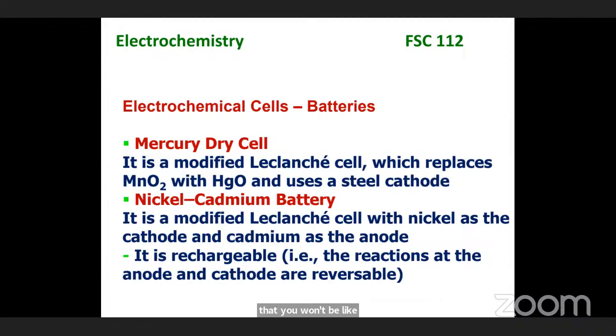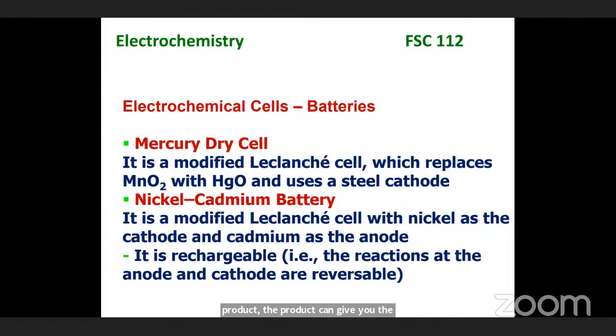Okay, but the nickel cadmium is rechargeable. So what do we mean by rechargeable? The reactions at the anode and the cathode are reversible. So that's what it means in chemical parlance. As a chemist, the person on the street can be saying rechargeable, rechargeable, and not know. What rechargeability means is basically the reaction is reversible. That means the reactants will give you the product, and the product can give you the reactant.